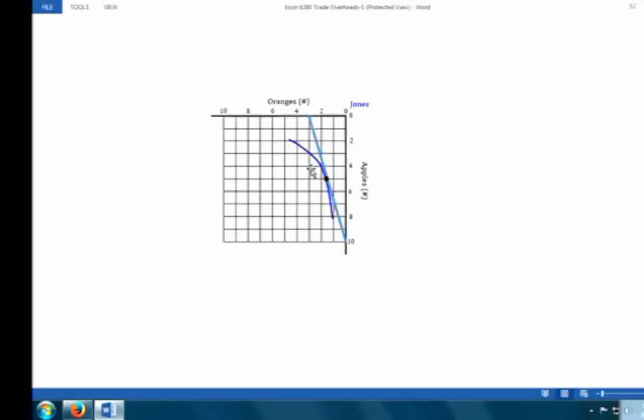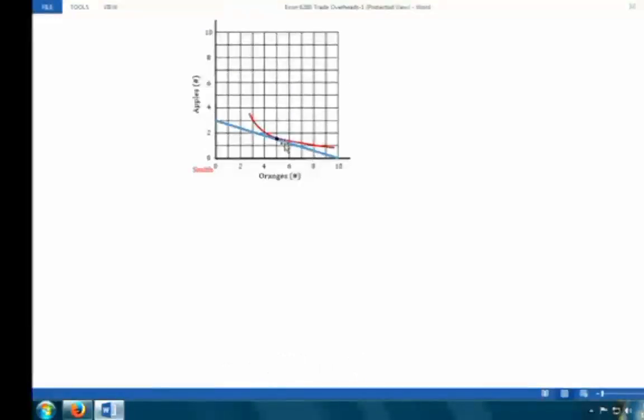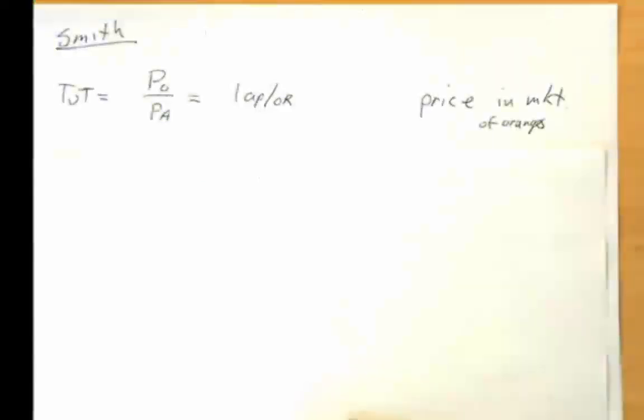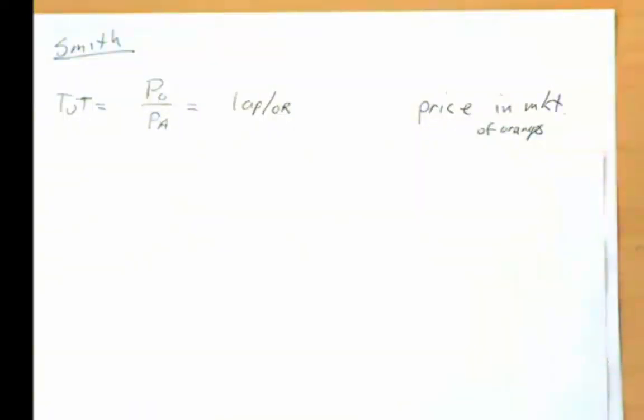But now, let's imagine the story unfolds a little bit further. Let's imagine that Smith, sitting at home after making this trade, talking about it with his family, says to himself, well, wait a minute. I just traded one apple for one orange. He thinks about his terms of trade that he just realized with Jones during the day. He traded one apple for one orange. One apple per orange. PO over PA is one apple per orange. That's the price that he was able to get in the marketplace.